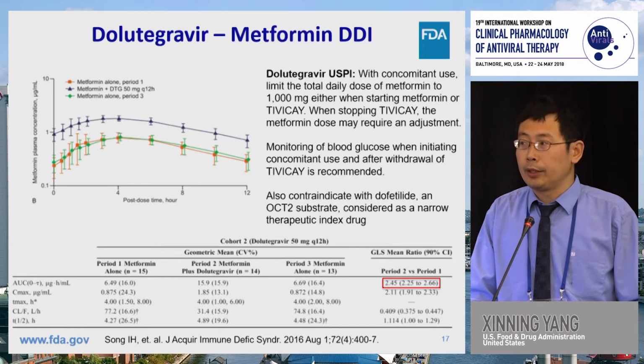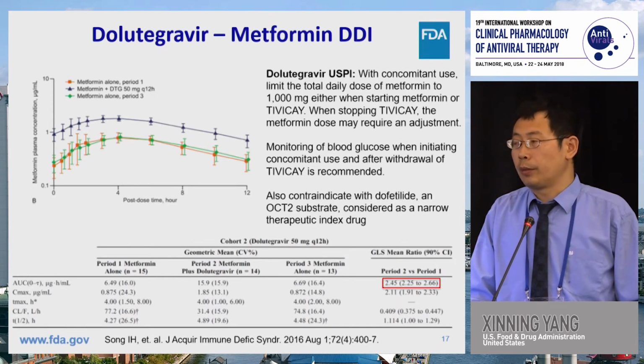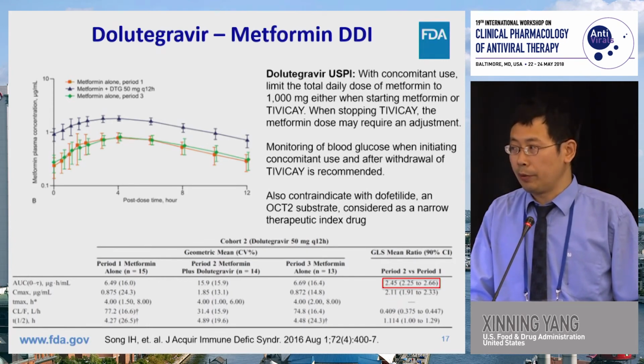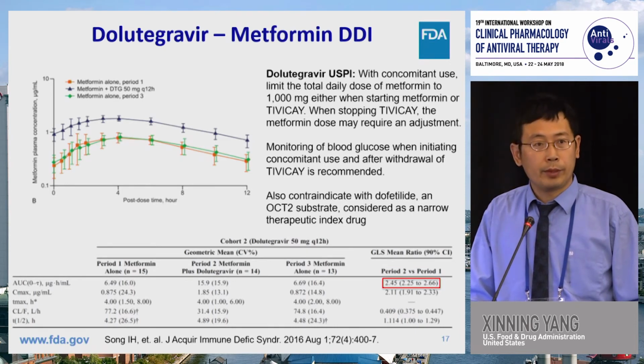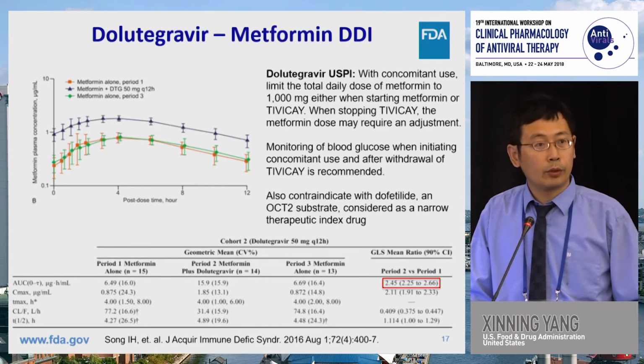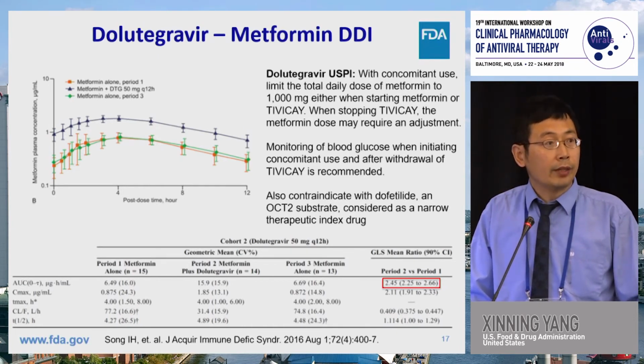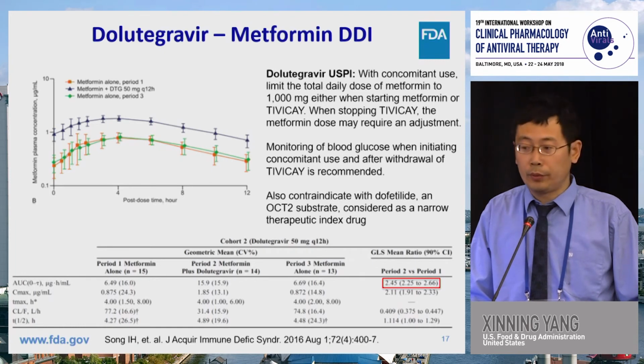Because of that, in the labeling of dolutegravir, we recommend limiting the maximum dose of metformin to 1,000 milligram. That's because, in general, the maximum dose of metformin is about 2,400 milligram. So, divided by 2.5 is exactly 1,000 milligram.